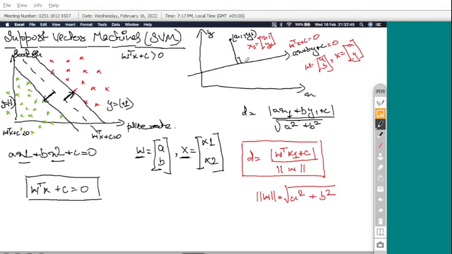No, it has to be a line. I'll come to that part also. It can be a curve or something. I'll address how that is possible. That's called the kernel trick. We'll talk about that. But right now, let's see how this works if it's a line. We understand the distance, guys? Is this distance clear?